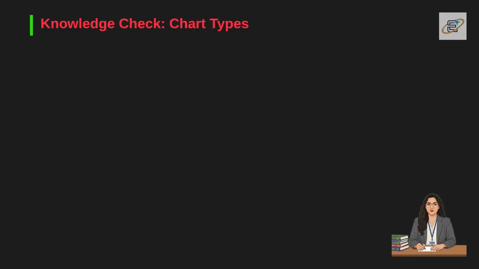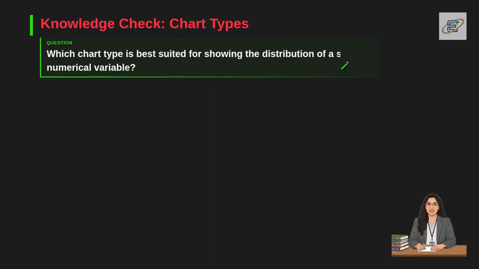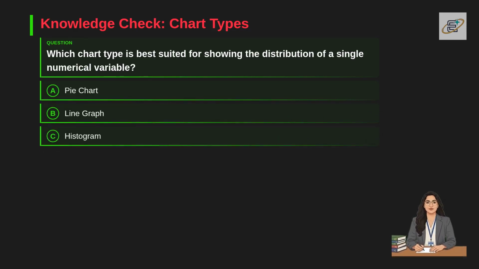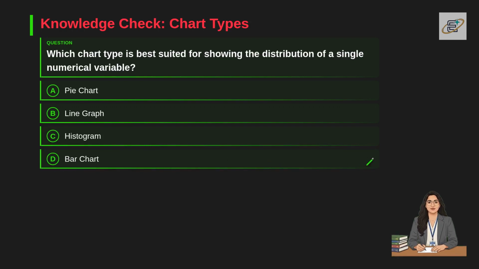Let's pause for a quick knowledge check to make sure these visualization concepts are sticking. Here is your question: which chart type is best suited for showing the distribution of a single numerical variable? Option A is a pie chart. Option B is a line graph. Option C is a histogram. And option D is a bar chart. Take a moment, think back to our framework, and pick your answer.